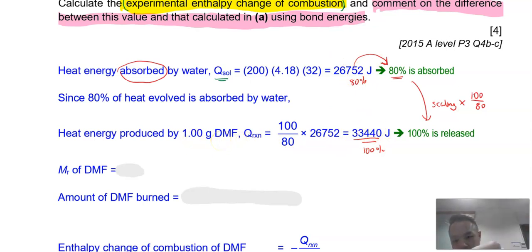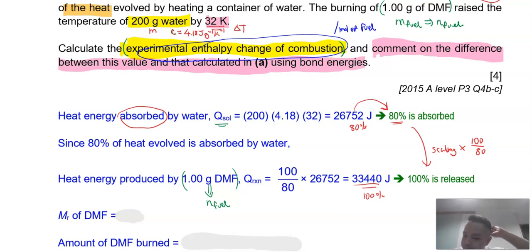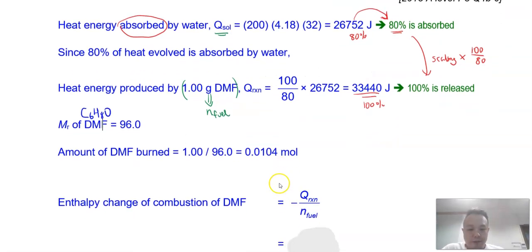So again, remember this 1 gram of DMF, I can work out the number of moles of the fuel burned, because I'm supposed to find the enthalpy change of combustion, which is defined per mole of your fuel burned, right? The heat per mole of fuel. So I can work out the Mr of DMF because the molecular formula is given to you. DMF is C6H8O, the Mr can be easily found to be 96. So the amount of DMF burned is 1 divided by 96, you get 0.0104 moles.